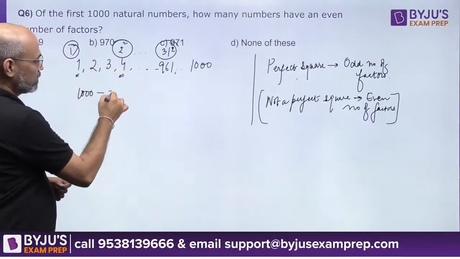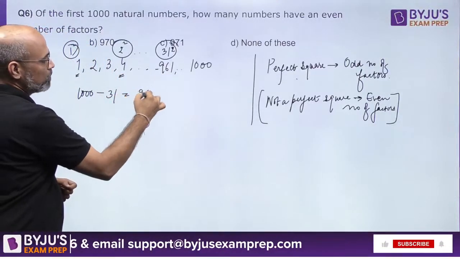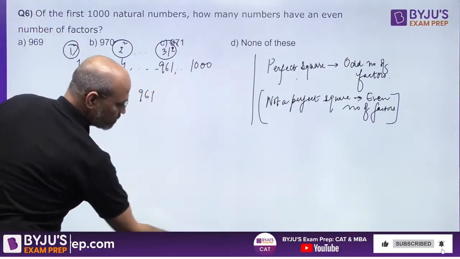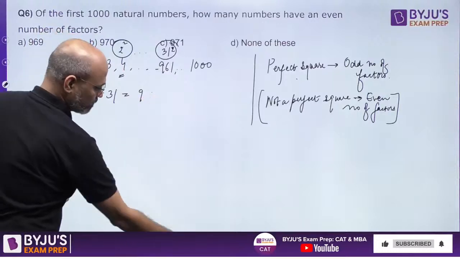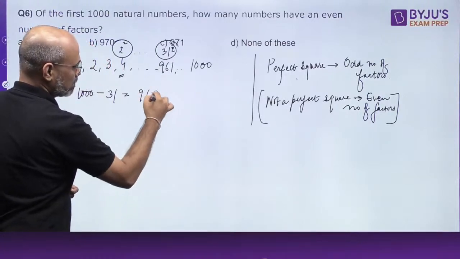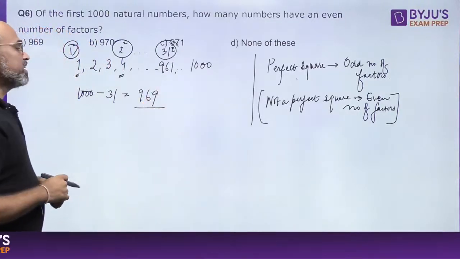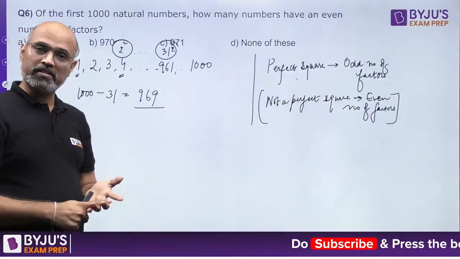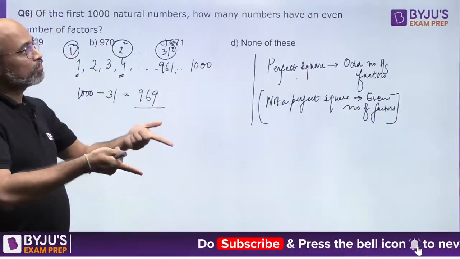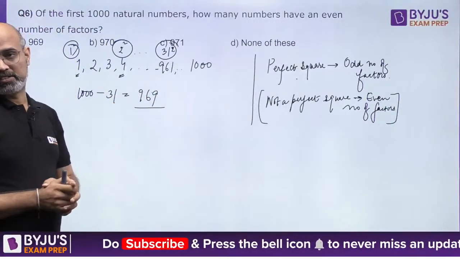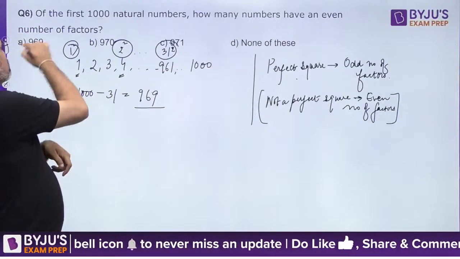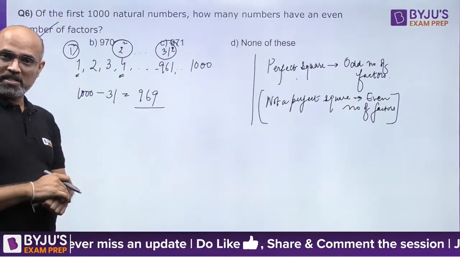So let's subtract that. So you will have a total of 969. So 969 numbers are over here which are not perfect squares and hence they will have an even number of factors. So A is your answer. I hope this is clear.